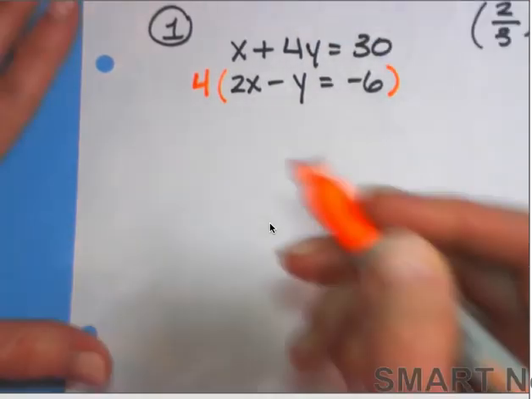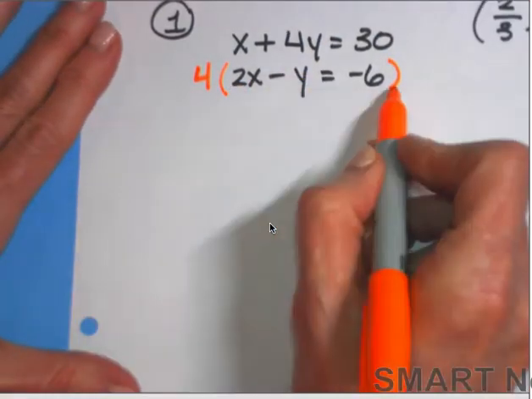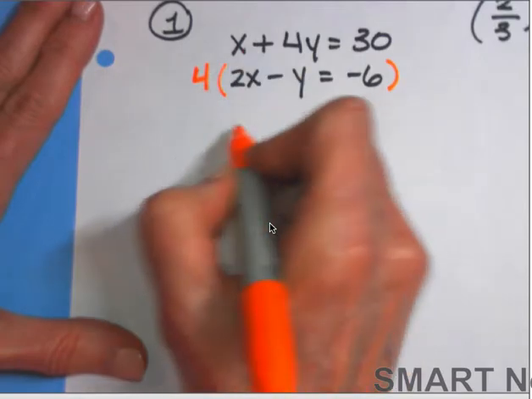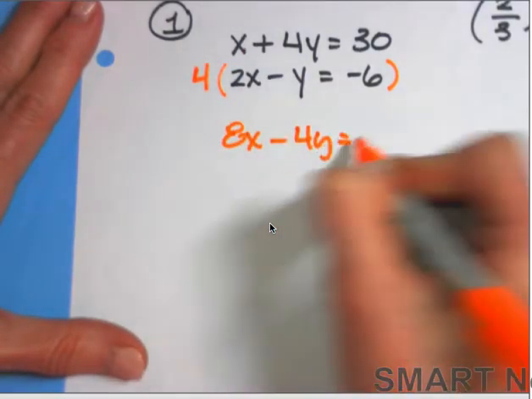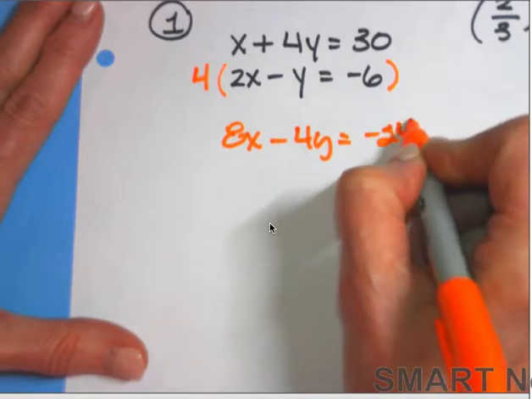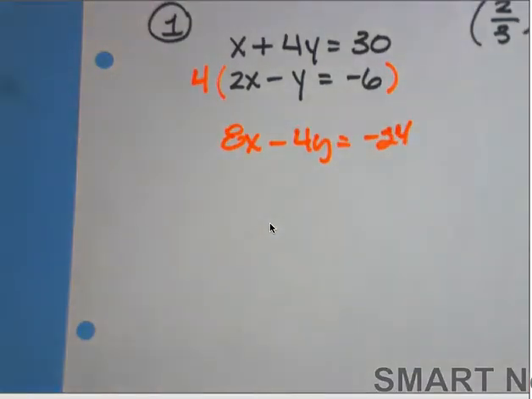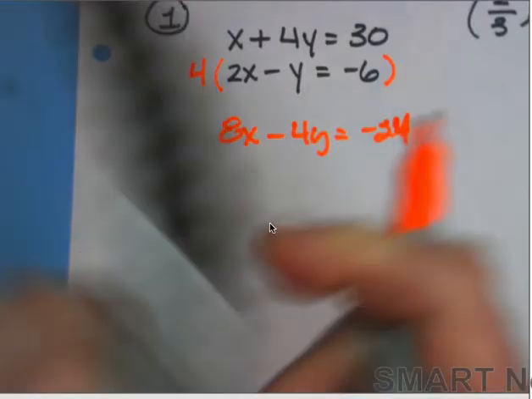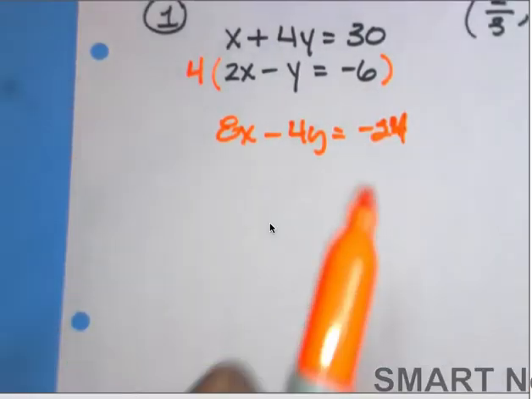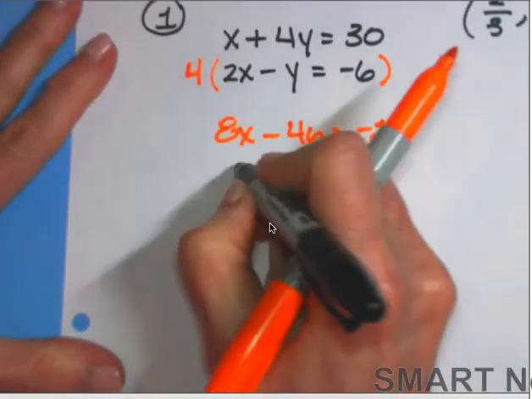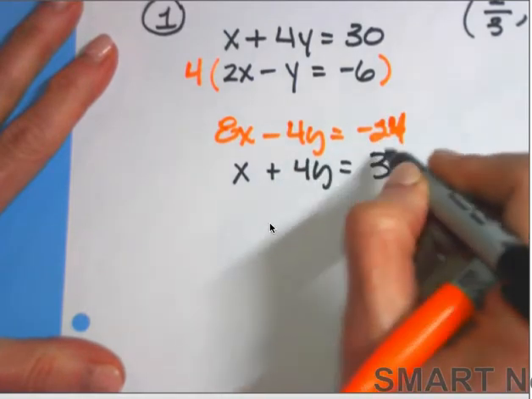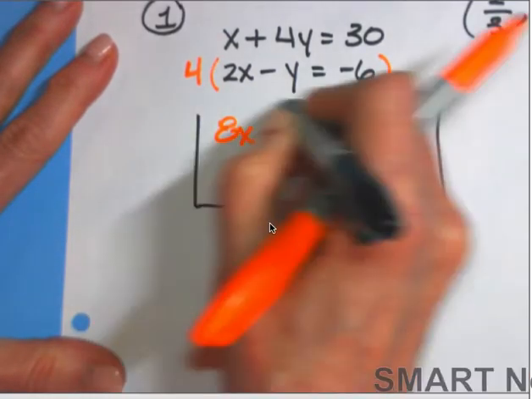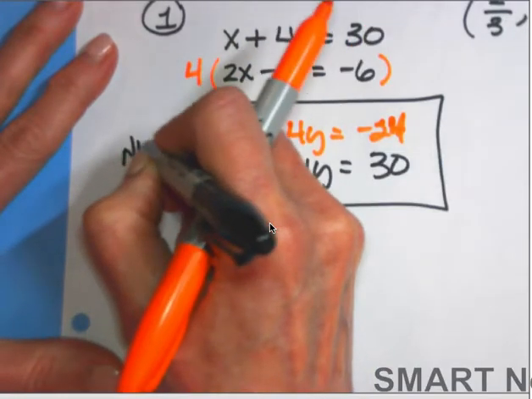So I'm going to do that. I'm going to multiply each member of equation number 2 by the orange 4. That's going to give me 8x minus 4y equaling negative 24. And then I'll copy the first equation underneath this. So here's my first equation, just copied over again. And now this becomes my new system to solve.